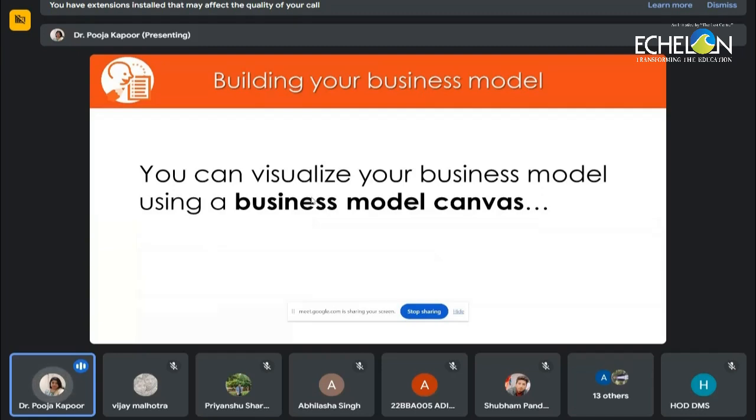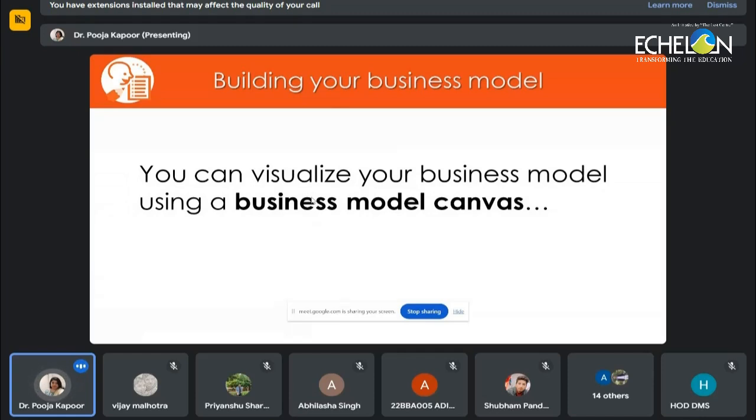So when it comes to building your business model, the creation of a business model canvas, BMC, stands as a crucial activity in fostering entrepreneurial mindset and innovation among students, especially. This visual framework offers a structured approach for ideating, conceptualizing, and refining business ideas. It enables students to translate abstract concepts into concrete plans.